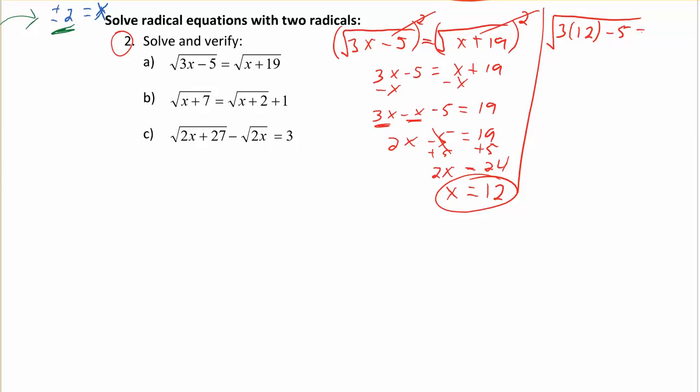take the square root of it, is equal to square root of 12 plus 19, and they do actually end up checking out, so we're good. You end up getting the left side is equal to the right side. I'll let you guys go through and check that out though. All right, moving on to the next one.